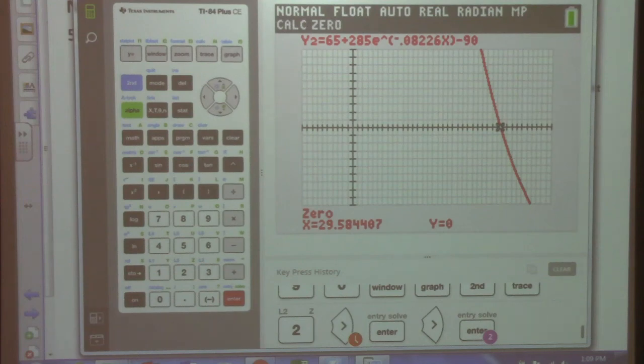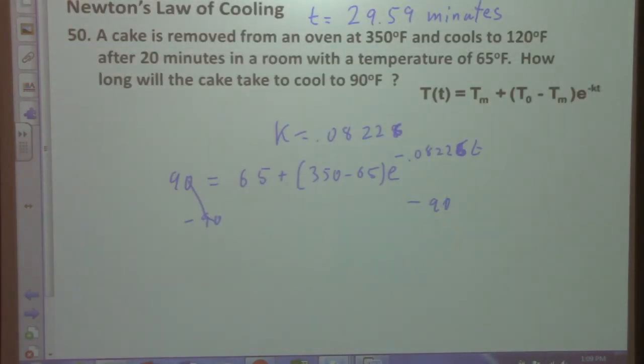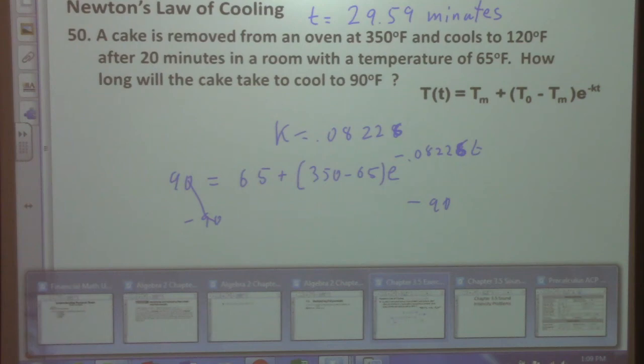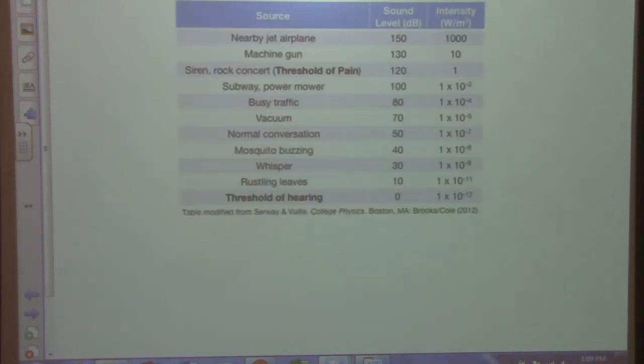Okay, good. One thing we worked on yesterday a little bit was the sound intensity. And I don't want to do all this exercise today because there are 2 sides of the paper. So I just want to kind of briefly go over maybe just 3 problems or so from this.